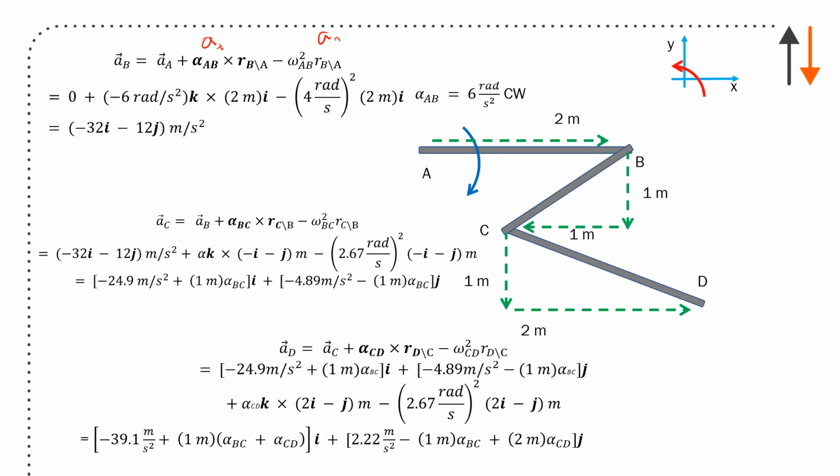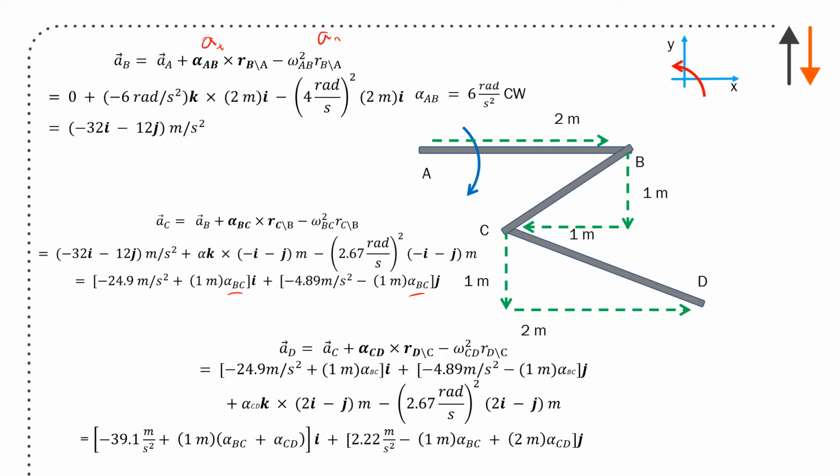If I go to the next part of the problem, and I didn't plan to do it this way, acceleration C equals acceleration B plus alpha BC cross with RC with respect to B minus omega BC squared RCB. Here, it's going to be minus 1, minus 1, so it's minus I minus J. Put in the terms, do all the calculations, and I get this expression where my unknown is alpha BC.